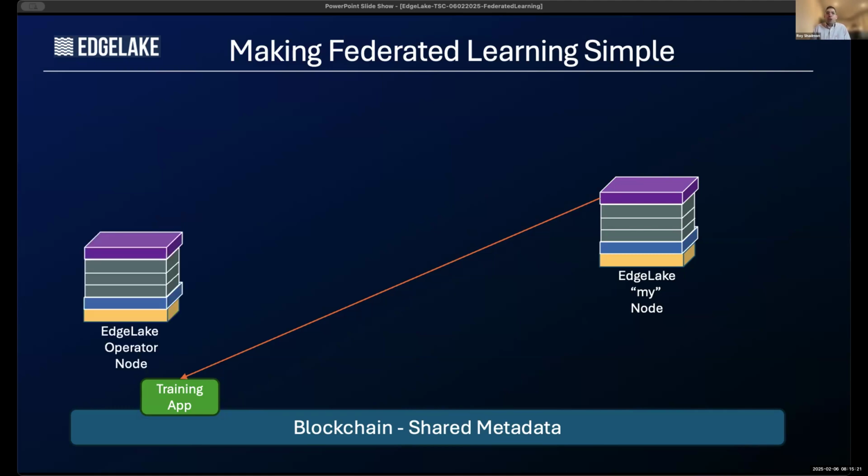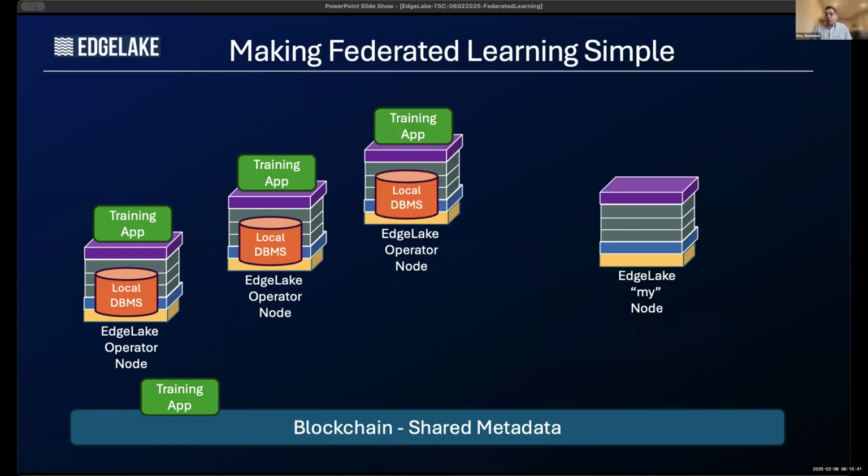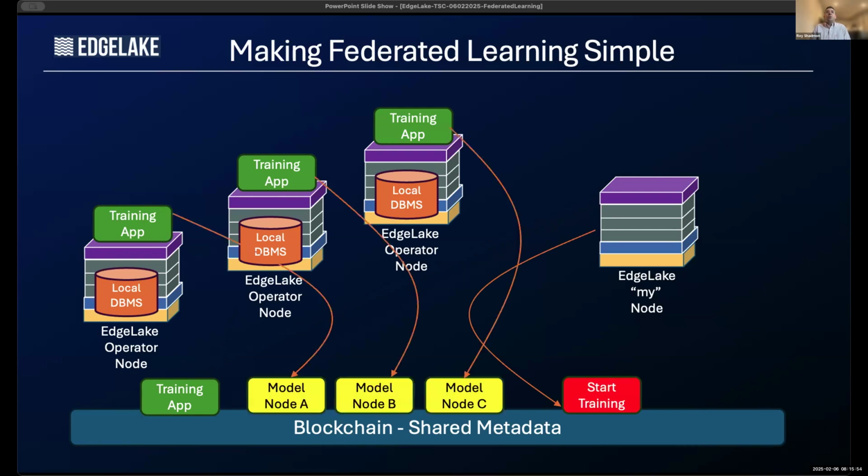And then each EdgeLake operator node that has the relevant information to facilitate the training that I'm intending to run has a local database management system with this respective data. And then it'll pull this training application onto the local node. And once this happens, all the nodes that have this relevant information that will be partaking in this federated learning process will also pull the training application. Then my node will initiate a start training message onto the shared metadata layer. And this will result in every single EdgeLake operator node with the relevant information and that has the training application to start model training. And this model training happens on the data in their local database management system.